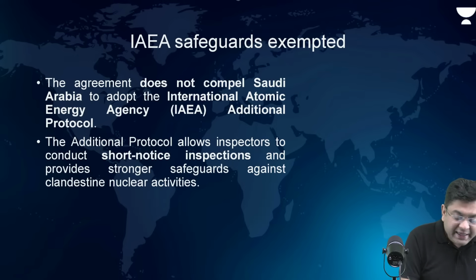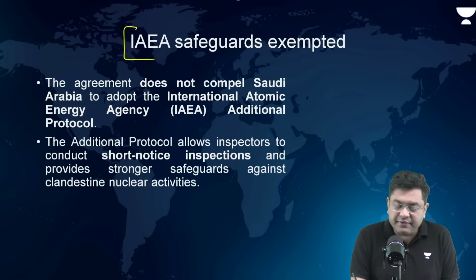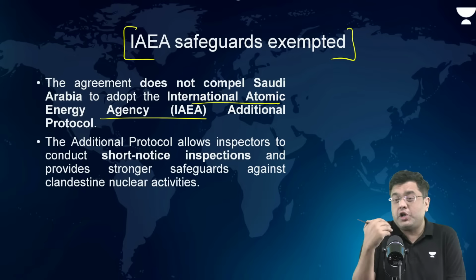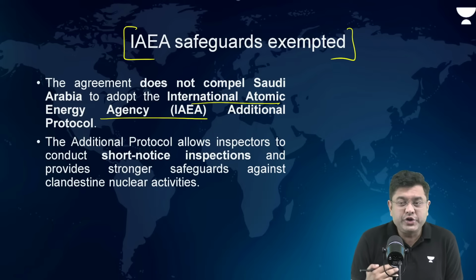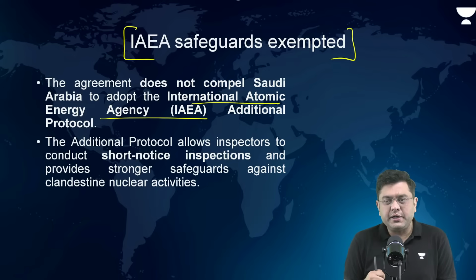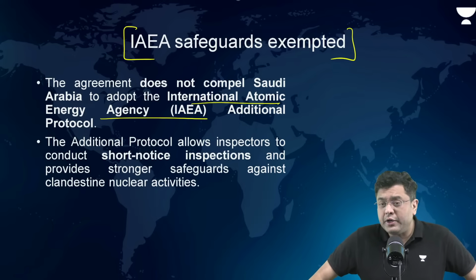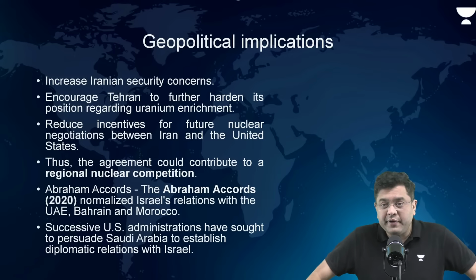Now, the IAEA safeguards which have been exempted. The International Atomic Energy Agency additional protocol, which allows for periodic checks, has been exempted in the case of Saudi Arabia, which again has led to criticism owing to possible proliferation.